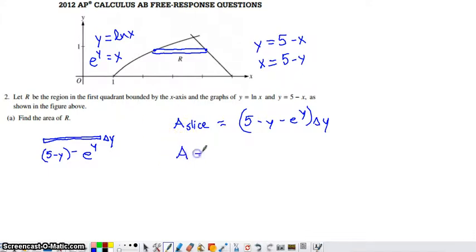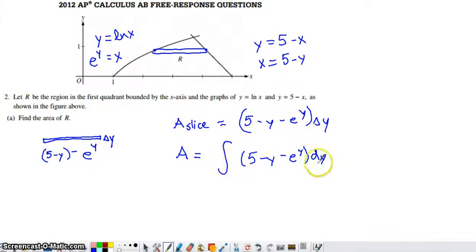And what we're going to use as our tool to add together a bunch of these slices' areas is going to be a definite integral. So I'm just going to toss the same expression into the integral. The delta y is going to become the dy, telling us what to integrate with respect to. And then we need some limits of integration.